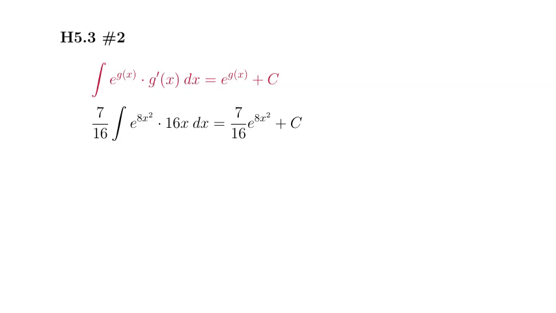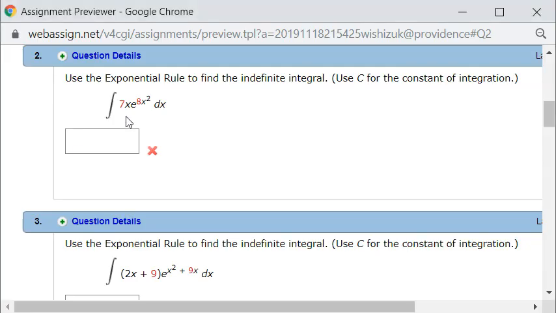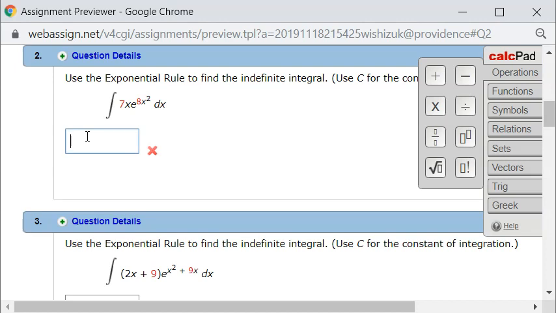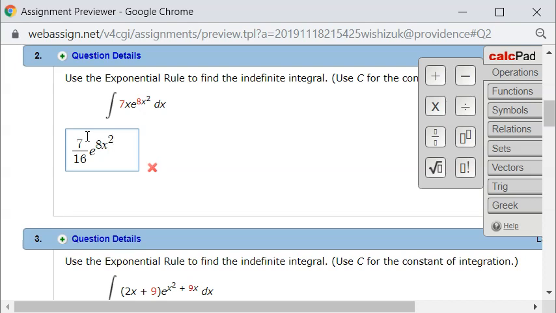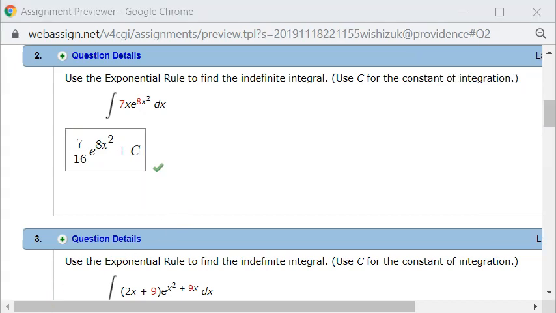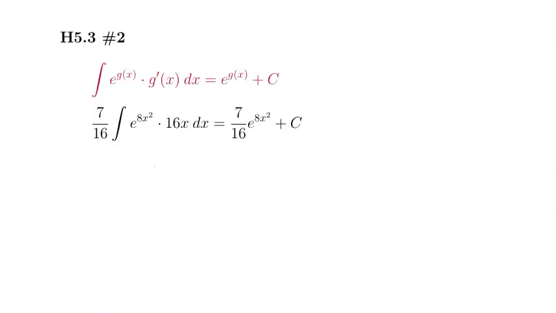So let's type it in. We have 7 over 16, and e to the 8x squared plus some constant c. Let's check the answer. I came back and it looks like we got this one correctly. That's it. I hope that this was clear.